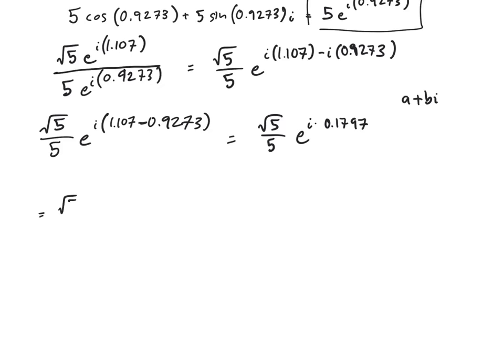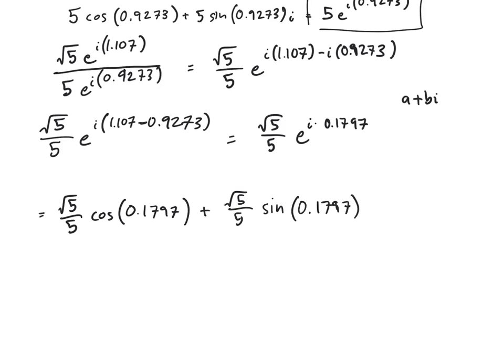So this equals the square root of 5 over 5 cosine of the angle 0.1797 plus square root of 5 over 5 sine 0.1797, like so, with my i. For this one, I'm calculating 0.4400 plus 0.07993 i. And that's it. That's how you divide two complex numbers.